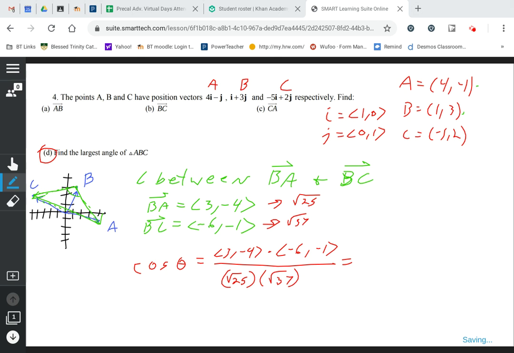And so by doing this, we can do the dot product, which is 3 times -6, which is -18, plus -4 times -1, which is 4, so -18 plus 4 over 5 times the square root of 37, which is -14 over 5 root 37. So now we just got to solve for the angle. Cosine theta equals that. So theta is equal to, now remember, we're going to do the inverse. So I'm going to use not theta, but alpha here.